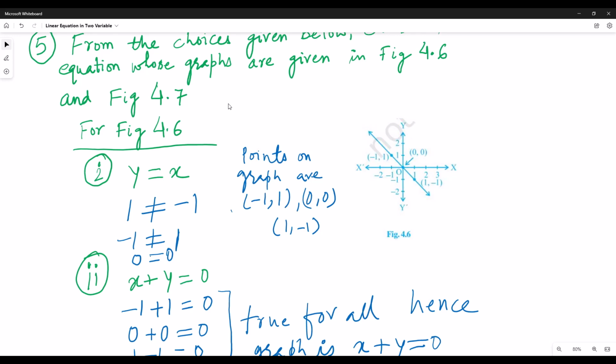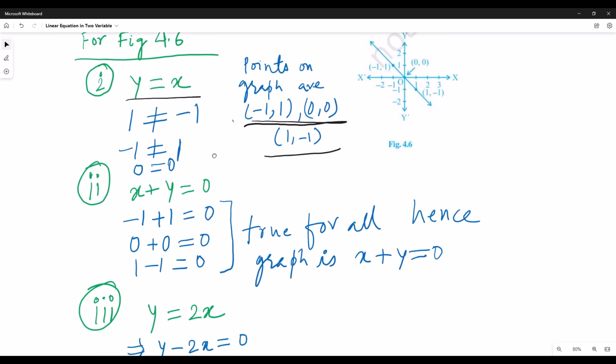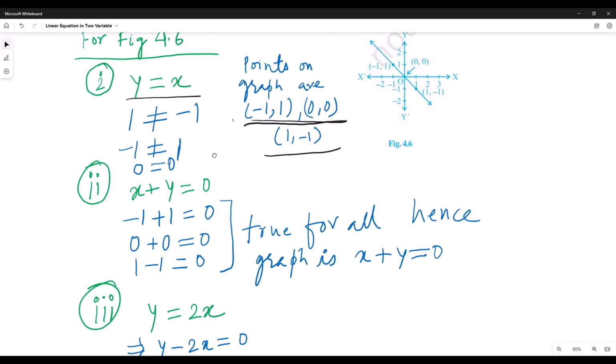So y equals x. These are the 3 points that are there on the graph, and we will try to put them in. We will see that y equals x is not true for two of the points. Only for one point 0 is equal to 0, so y equals x is true there, but only one point is not sufficient. So y equals x will pass through it, but this is not the graph of that.